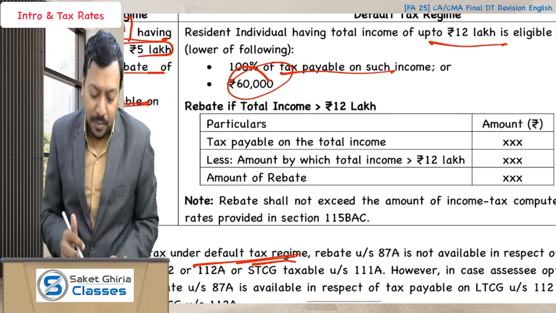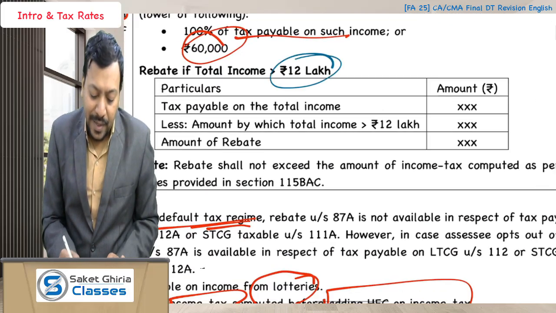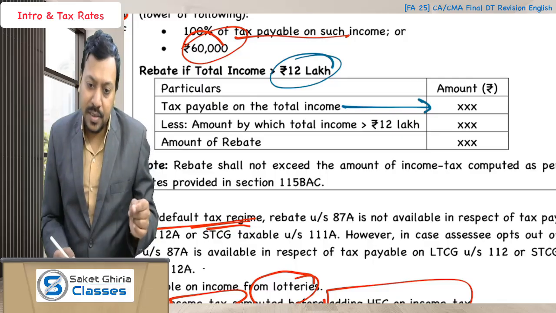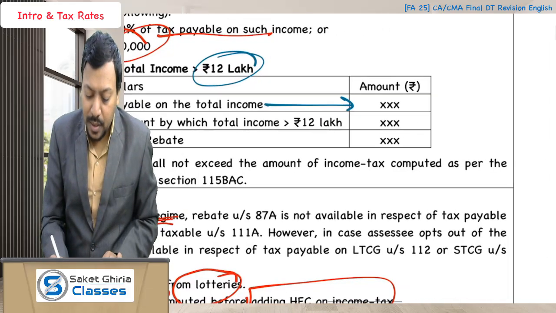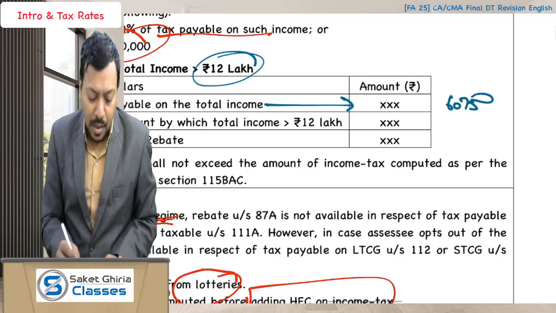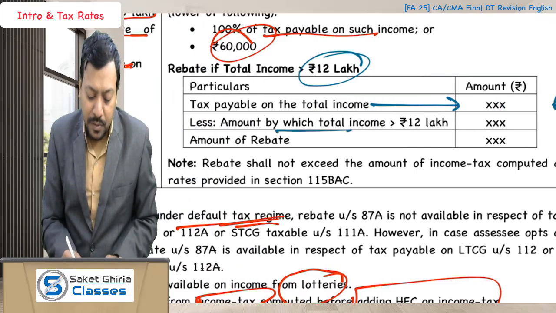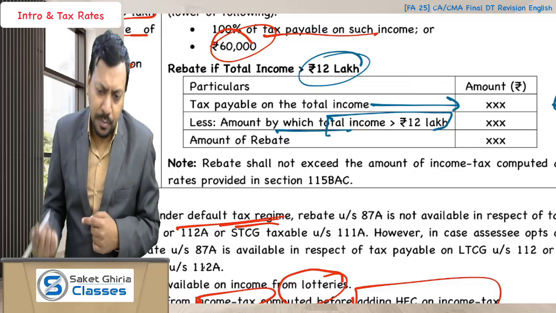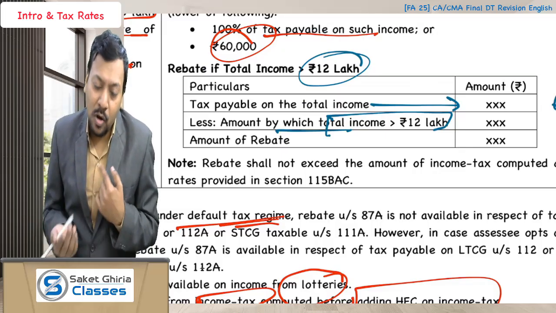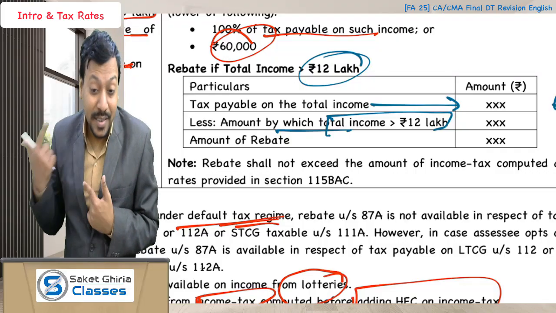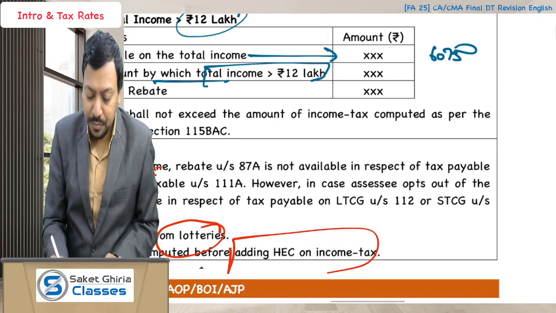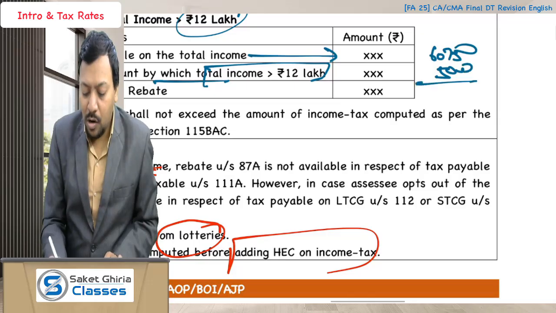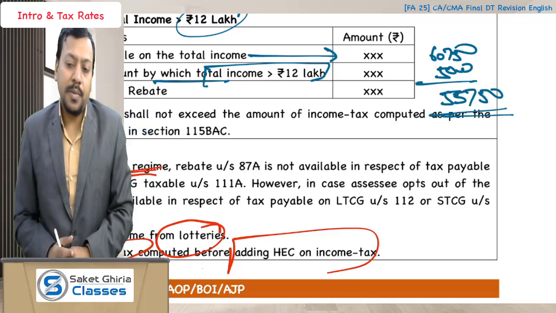Okay, rebate if the amount exceeds rupees 12 lakh: tax payable on the total income, less the amount by which total income exceeds 12 lakh. In our example, the tax payable on total income of 12 lakh 5,000 was 56,750. How much was my total income? 12 lakh 5,000. By how much is my total income exceeding 12 lakhs? By 5,000 rupees. How much is the rebate amount? 55,700. So this is the amount of rebate.